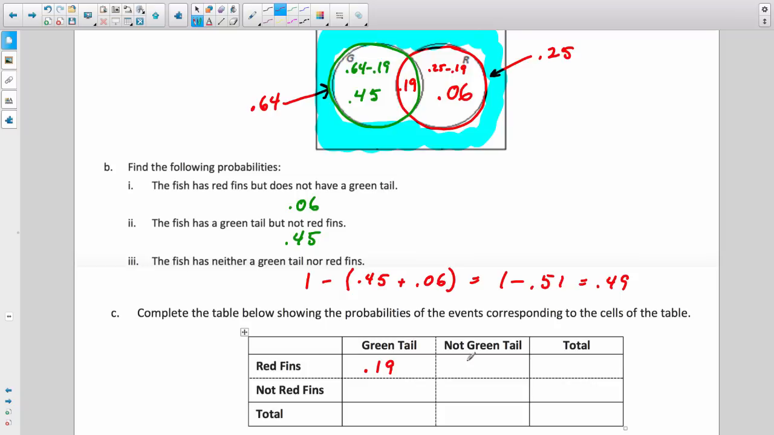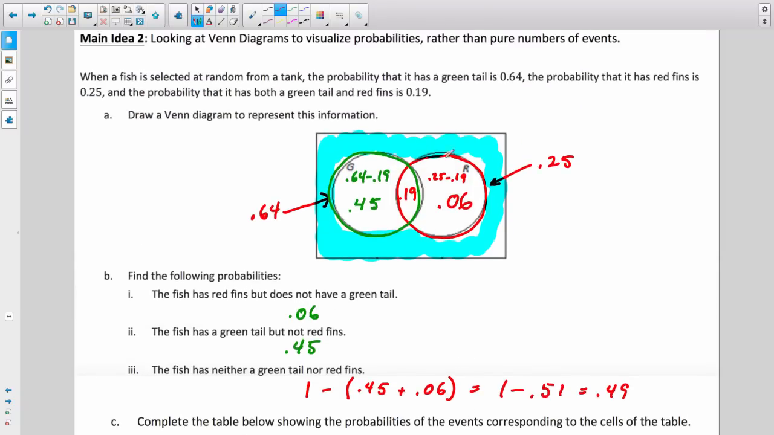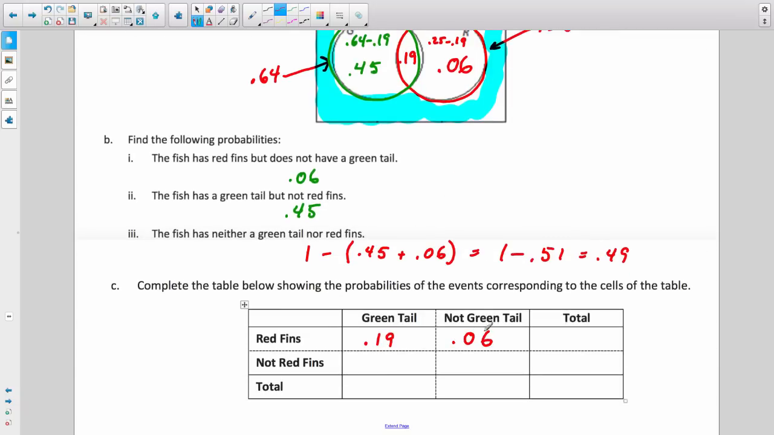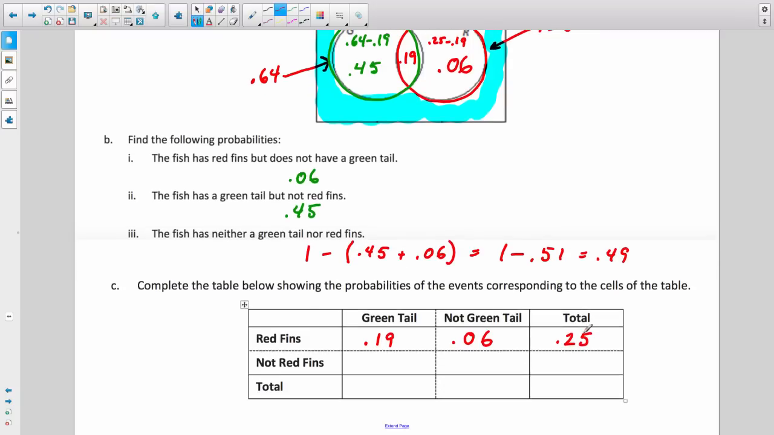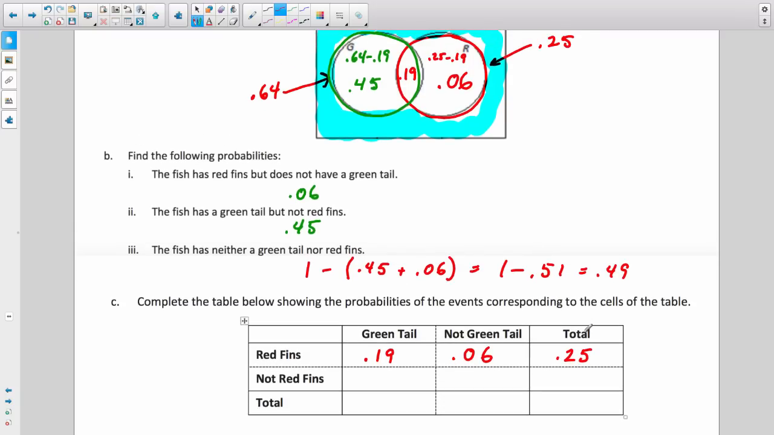How about red fins but not a green tail? Okay, here's everyone with the red fins. But let's get rid of the overlap because that's where they also have green tails. So just red fins would be this little 3/4 of a moon here, 0.06. Adding them up, you get 0.25. So, how about the green tail, but without the red fins? Okay, so that's the 3/4 of a moon over here on the left, which we determined earlier was 0.45.